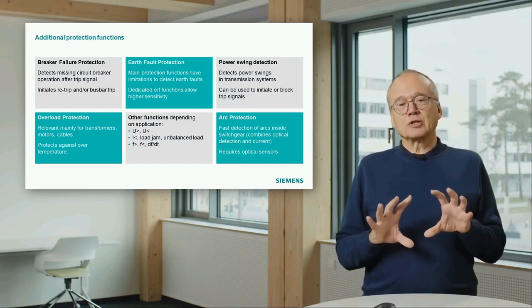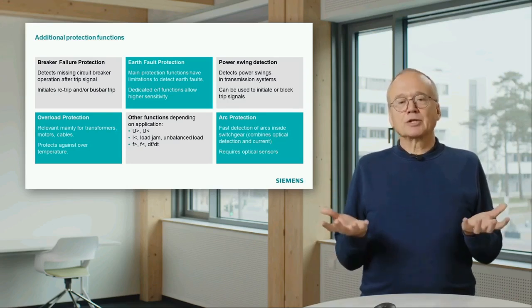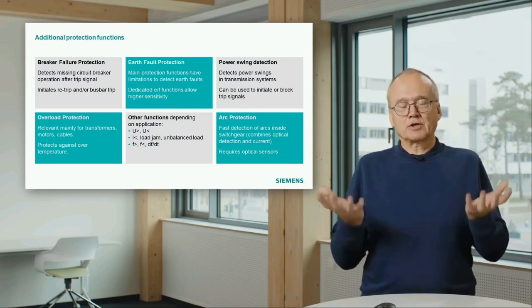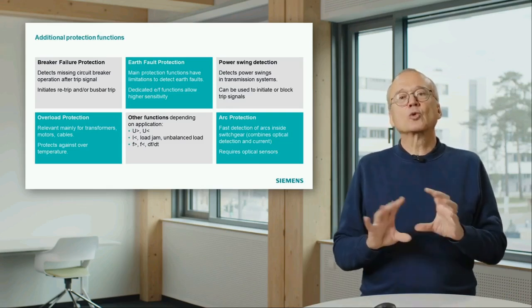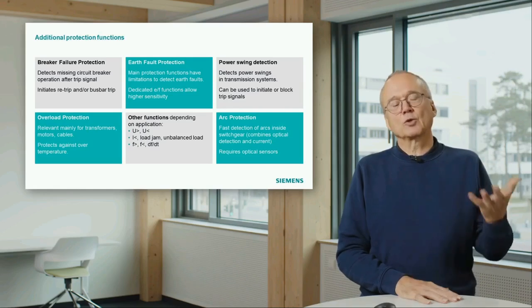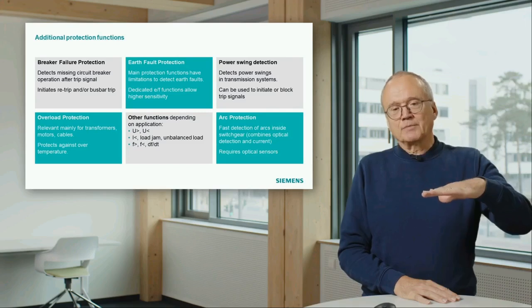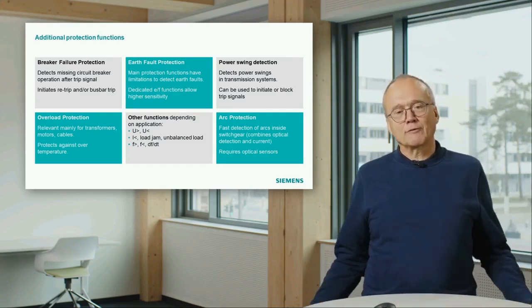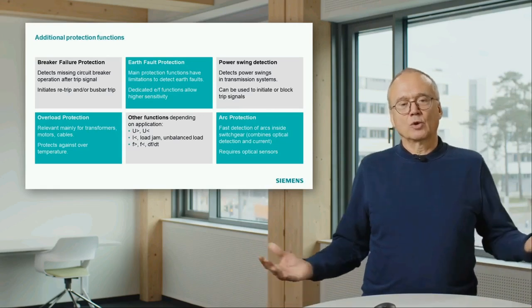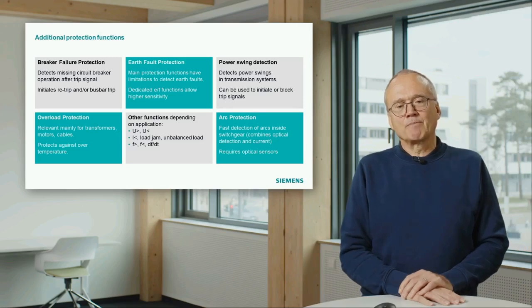Remember, the frequency you have in your system is an indication if generation and load are balanced. If generation and load are balanced, you have a frequency near your nominal frequency of 50 or 60 Hertz. If the frequency goes down, it's an indication that some generation is missing and you have to inject more generation into your network.